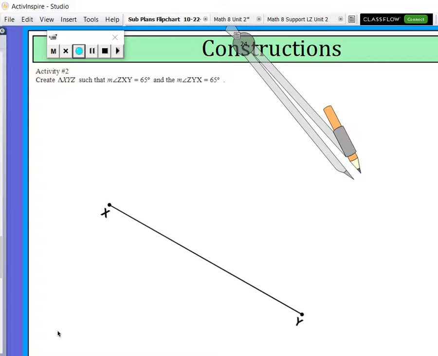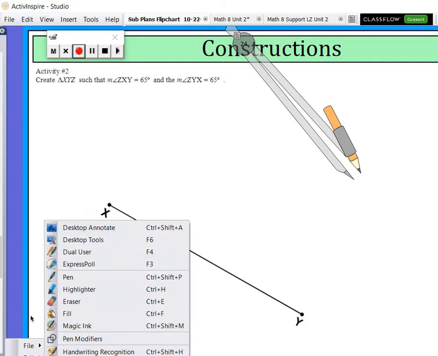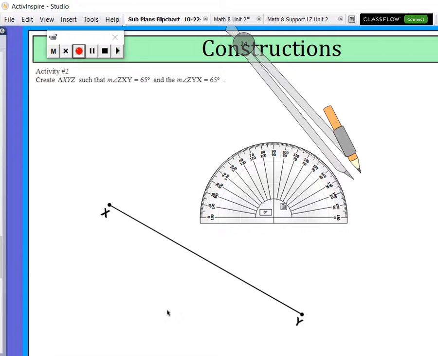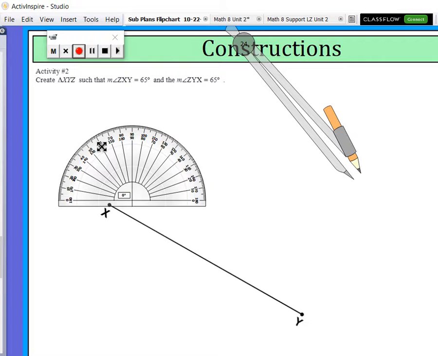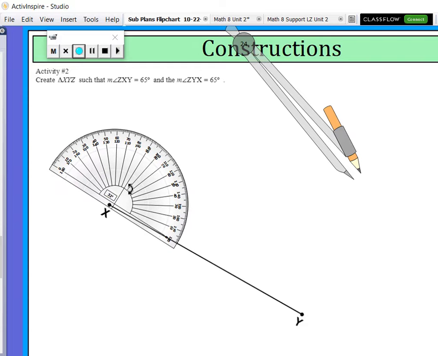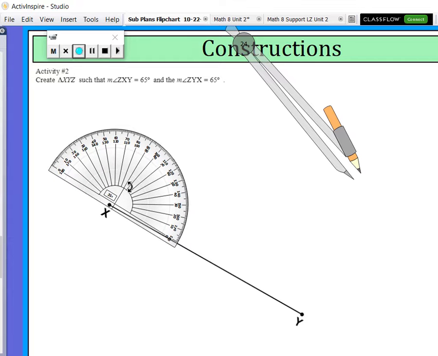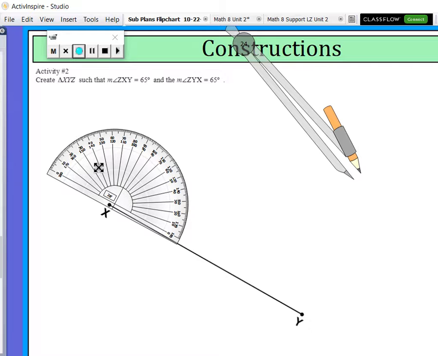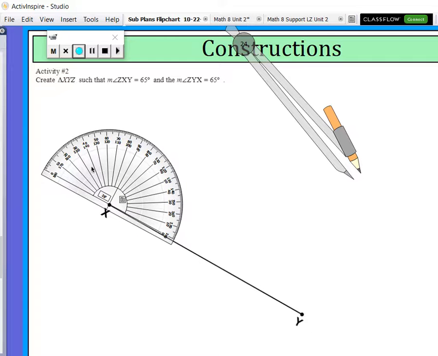So going on to our next activity, for activity 2, you're going to create a triangle so that both of the angles are 65 degrees. So for this one, you will need a protractor, so you're going to have to go ahead and get your protractor out. And you are going to measure out two angles that are both 65 degrees. So angle ZYX should be 65 degrees, as well as angle ZXY. So both of your angles from this triangle.